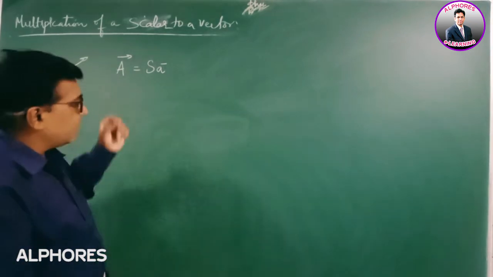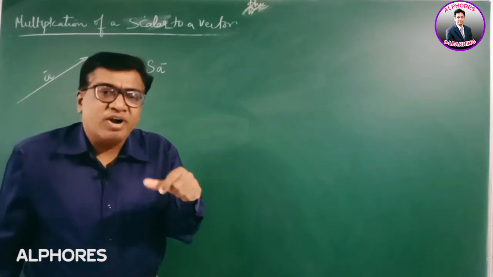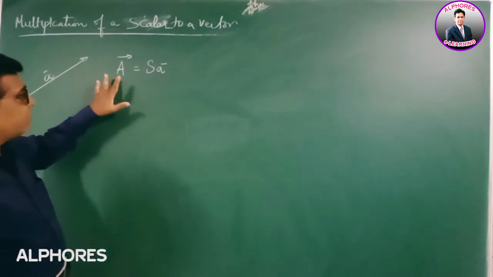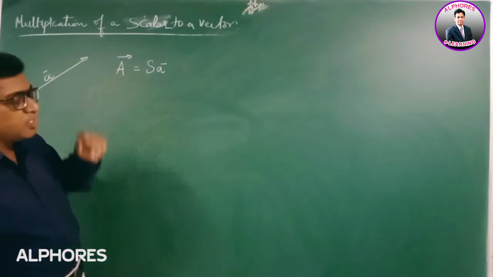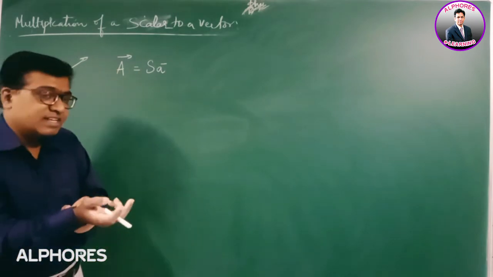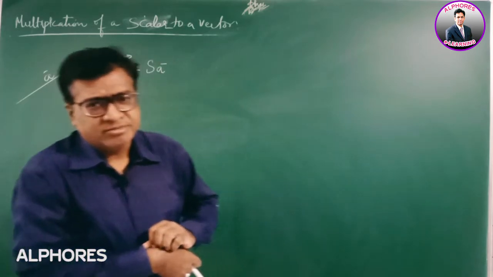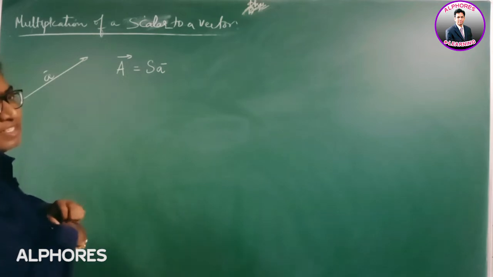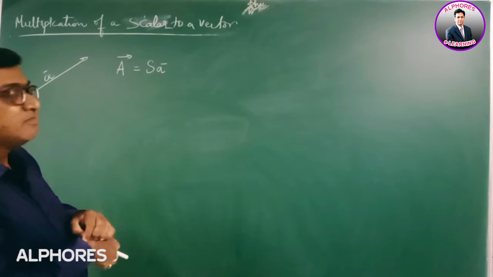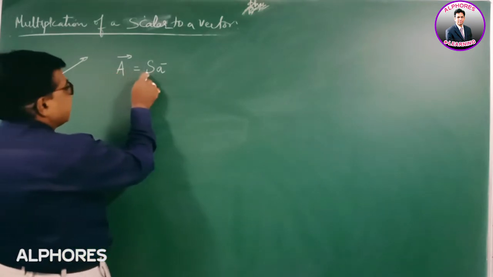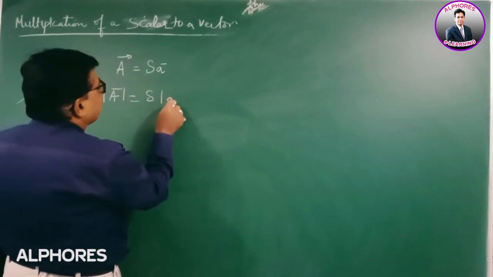Right? But in this one, when a scalar with a unit is multiplied, the quantity itself is changed. Capital A vector is a different physical quantity when compared to small a vector, because the scalar has a unit. Well, sometimes there are scalars with no units also. In that case, the quantity remains the same. If scalar S has a unit, then capital A represents another vector, another physical quantity. Again, A bar is equal to S times mod a. The magnitude of A bar will be S times the magnitude of a.